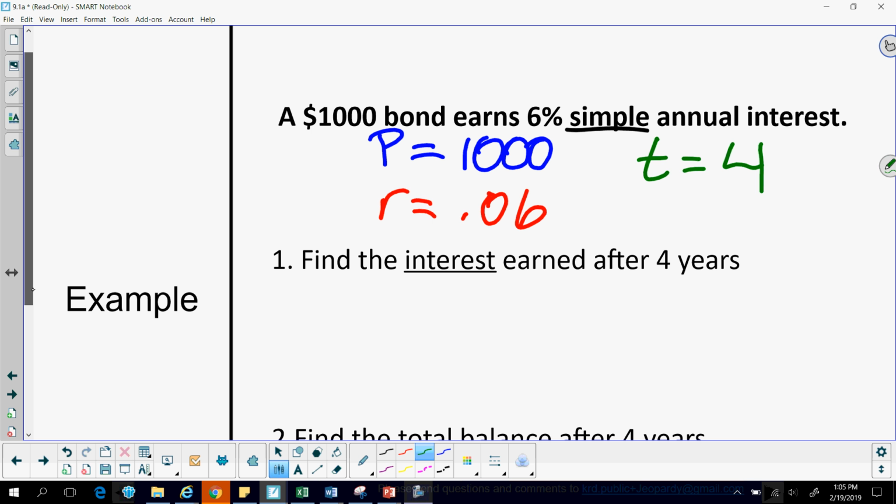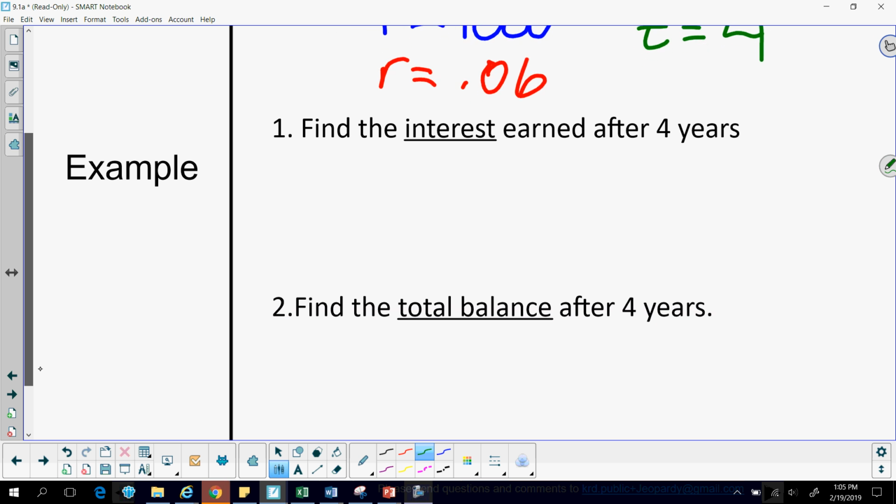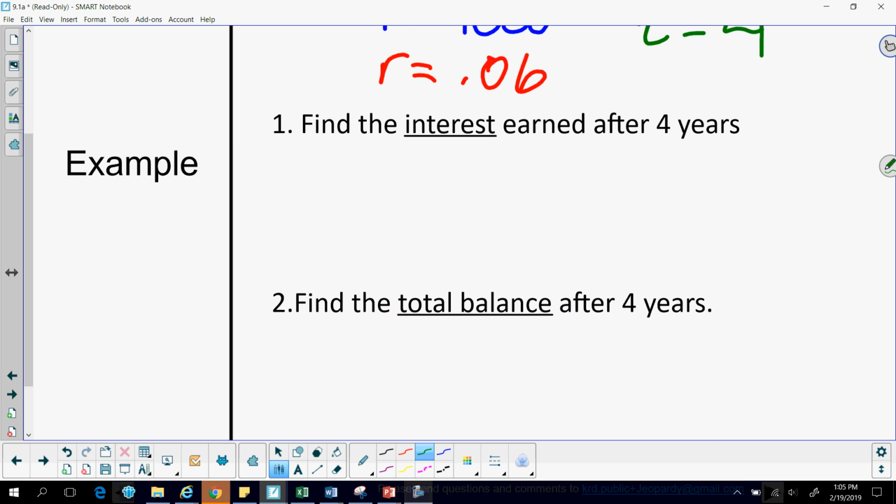So for here, I want you to skip number 1 and just go to number 2 real quick. You can work on number 1 if you want to, but I'm going to do number 2 first. Because my formula to find out the total amount is P plus PRT. So plug in those values and tell me what you get. We figured out what our P, R, and T are. Plug it in your calculator and tell me what you get.